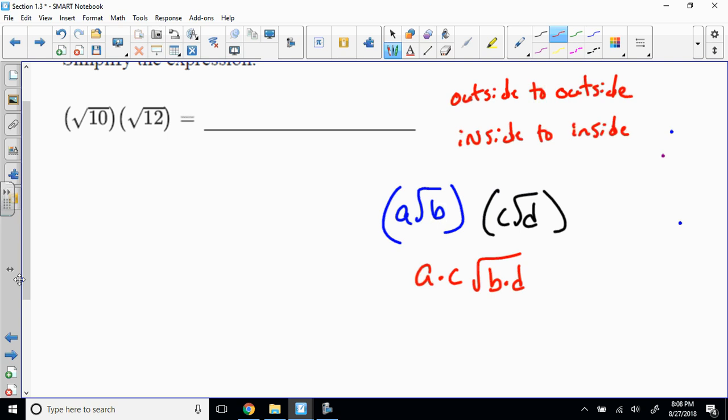All right, do not, never, ever, unless you just like to do math over and over, simplify it to begin with unless it's a perfect square, okay? Because what you're going to end up doing is simplifying it, then you'll have to multiply it, then you'll have to simplify it again. So you're doing a lot of work over and over.